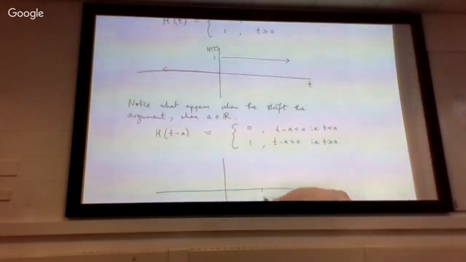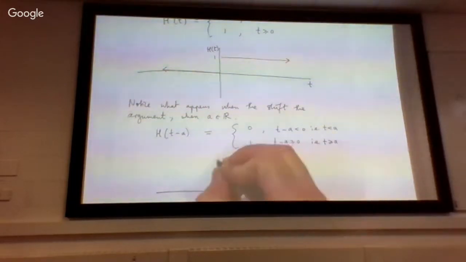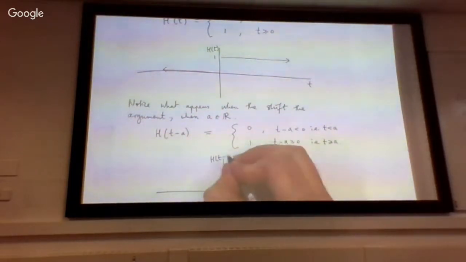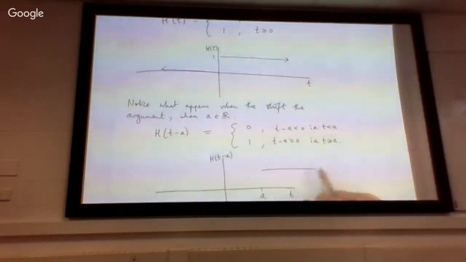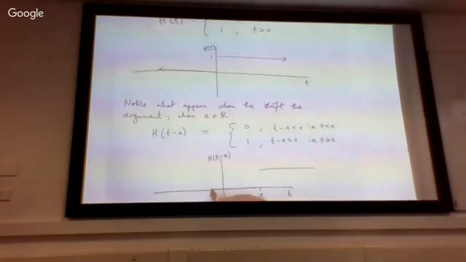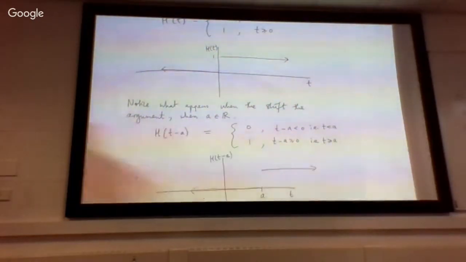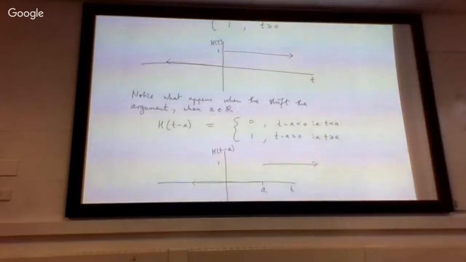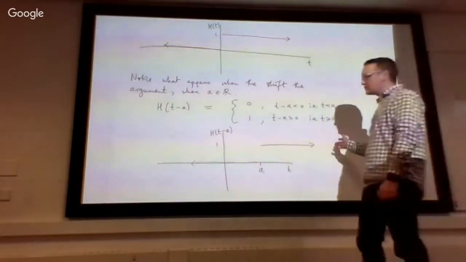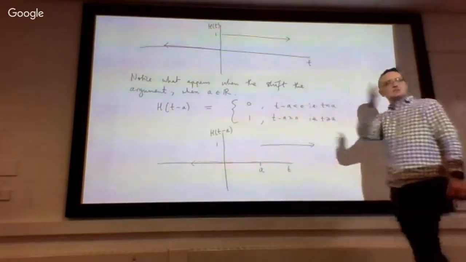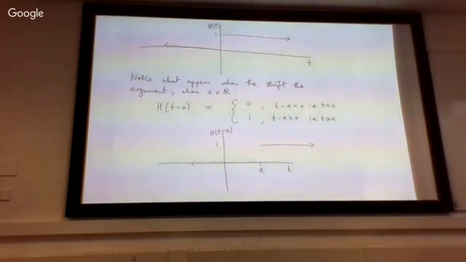Assuming a is a positive number, then the change in behavior happens at a. Great. So that's good. We don't need a whole load of separate functions to change the position of our switching. We can make use of this single function h, but just shift the input to it.